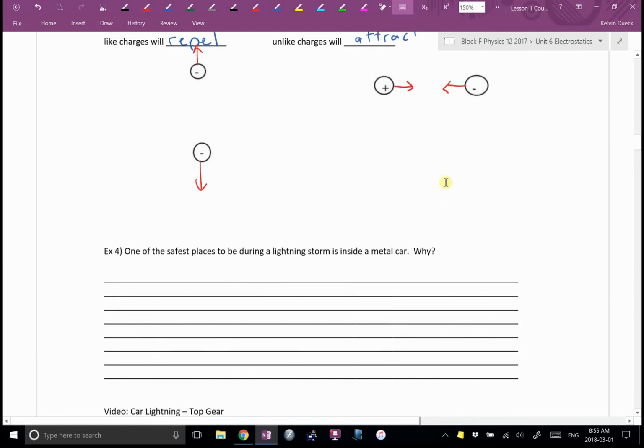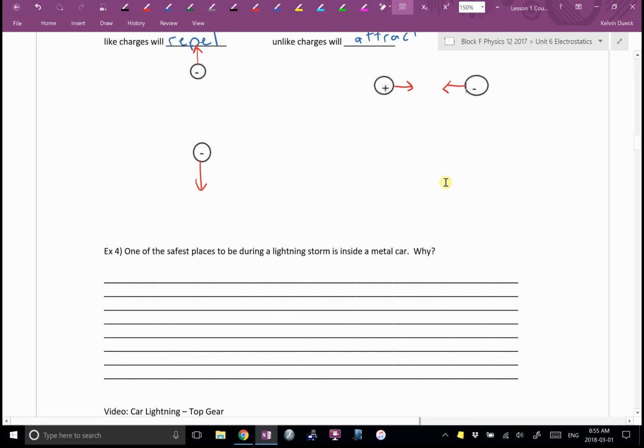One of the safest places to be during a lightning storm is inside a metal car. Why? Lightning has just jumped 2 kilometers from the sky to get all the way to the car. I assure you it can jump that much further and reach the ground.